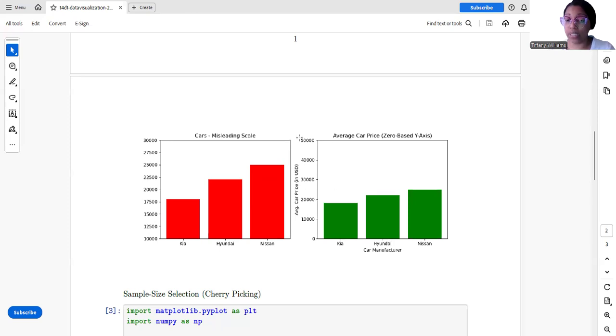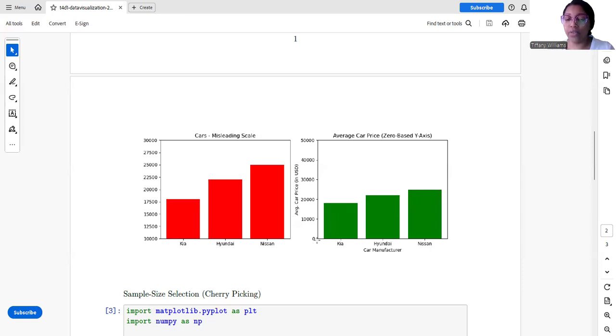On the right, you can see we have the title, average car price, the y-axis listed as average car price in US dollars, and the x-axis as car manufacturers. And again, if you look at the y-axis on the left, it starts at 10,000, ends at 30,000. So it seems, just based on our cognitive recognition, that Nissan is way more expensive, but in reality, it's not. There's not a substantial difference. It is higher, but it's not as substantial as it would indicate on the misleading scale.